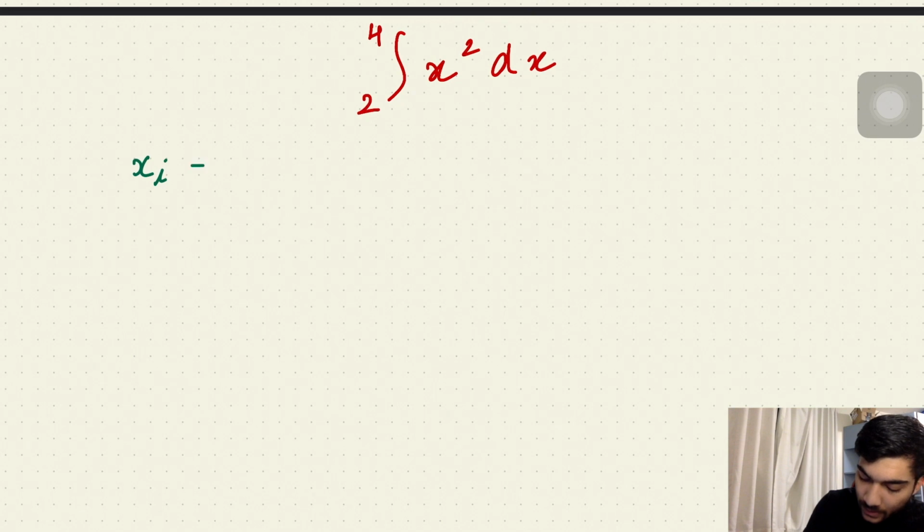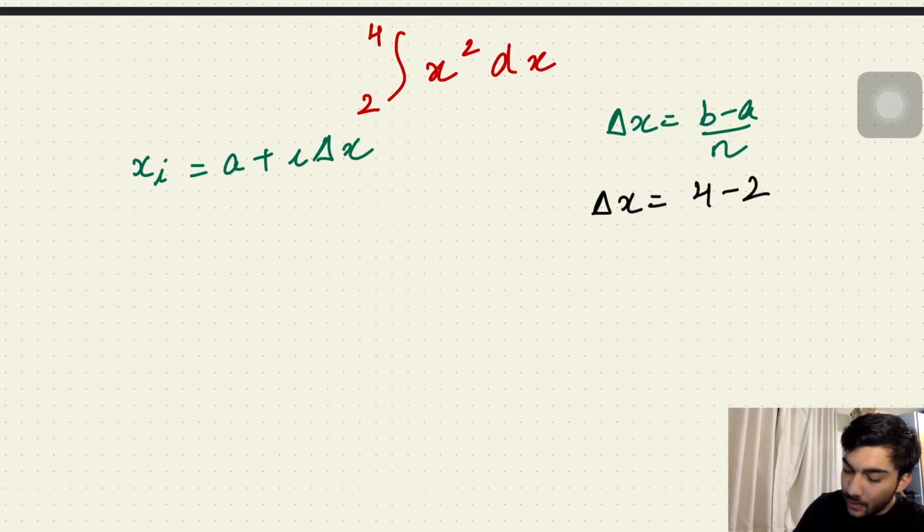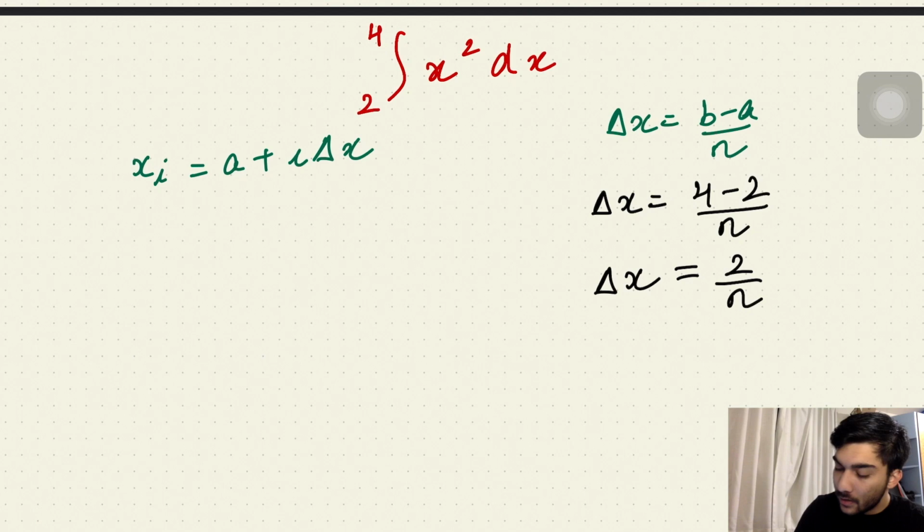In order to calculate xi, I know my xi is a plus i delta x and my delta x is (b minus a) over n. So let's calculate delta x first because we'll need delta x in our xi expression. So if I calculate this, my delta x becomes b is 4, a is 2, and n would be n. And remember, n is a constant in this case, right? So my delta x would be 2 over n, right?